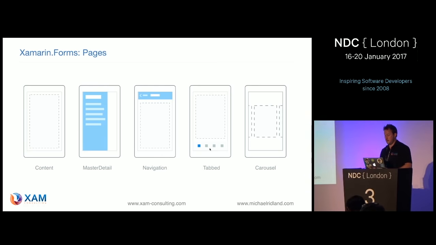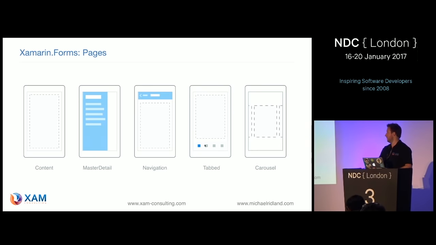So if you have a tabbed page where one of the tabs has a child that is a navigation page and then a content page, when you navigate on that child, you're still going to see the tab bar, because the tab bar is at the root of the system. Whereas if you have a navigation page and then a tab page, when you actually navigate, the tab page is going to disappear, just because the navigation page is the root in this case.